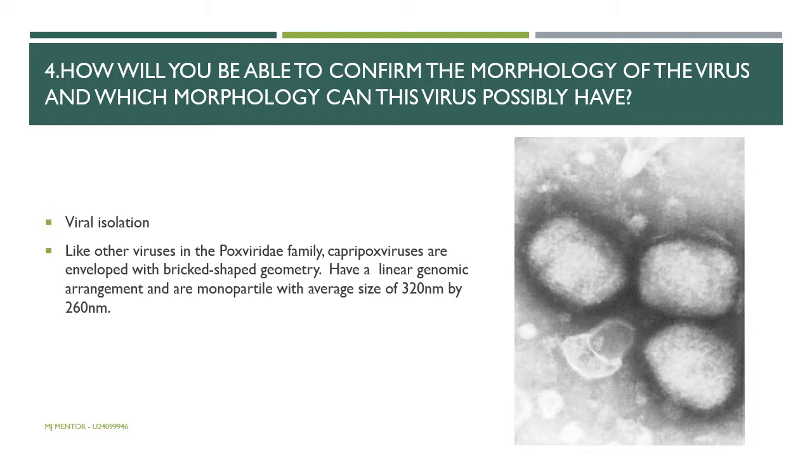My question was, how will you be able to confirm the morphology of the virus, and which morphology can this virus possibly have? Confirmation will be through viral isolation. Like other viruses in the Poxviridae family, capripox viruses are enveloped with brick-shaped geometry. They have a linear genomic arrangement and are monopartite with an average size of 220 nanometers by 260 nanometers.